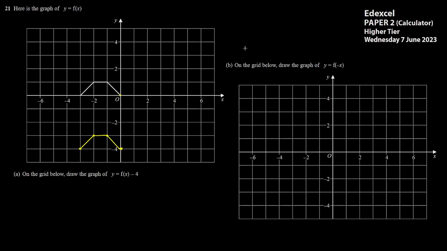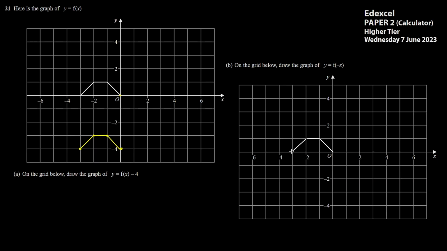So on this second grid, to answer part B, let me redraw the original f(x). So our adjustment is in x. This is going to be a horizontal transformation, and we're going to take every x value and flip its sign.